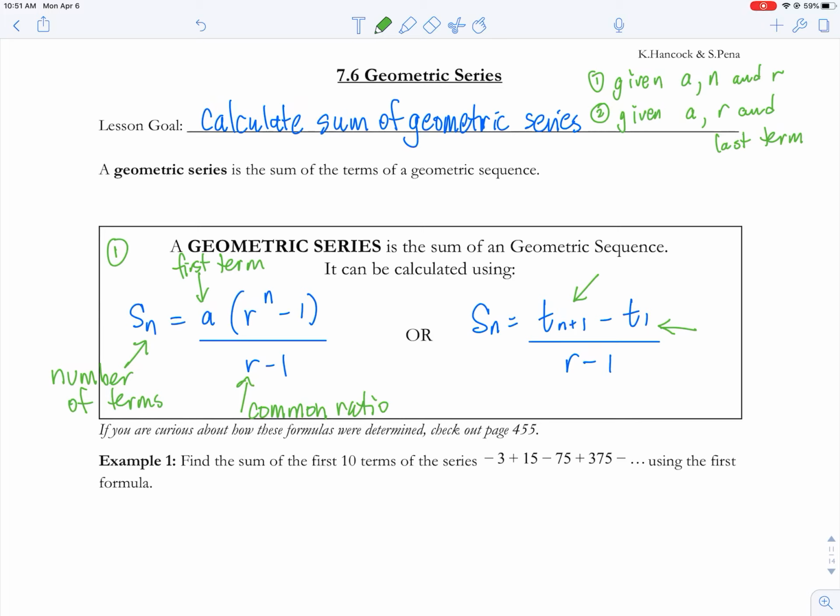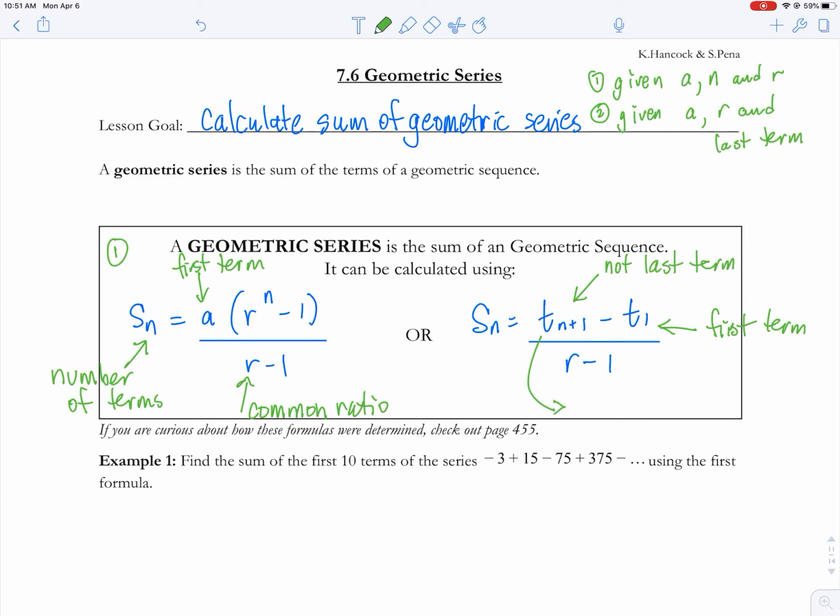But if they don't give us the number of terms, we're going to use the second version of this formula, where Sn is equal to Tn plus 1 minus T1 over r minus 1. T1, that's our first term. And Tn plus 1, this isn't the last term. This is going to be the last term times, with one more step, so times r. So it's not the last term.